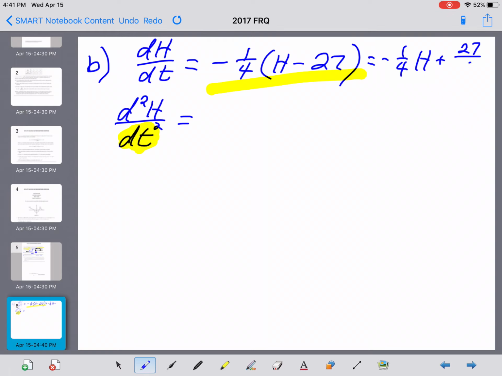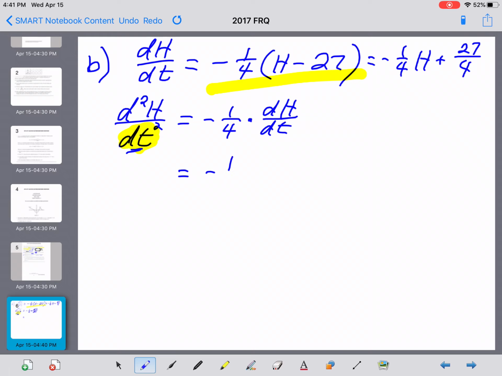So when we went to take the derivative of what is really a linear function, the derivative of that is just going to be the coefficient of that linear function, negative 1/4. But remember, guys, because we're differentiating with respect to t, we now need to multiply that by dh/dt because of the chain rule.